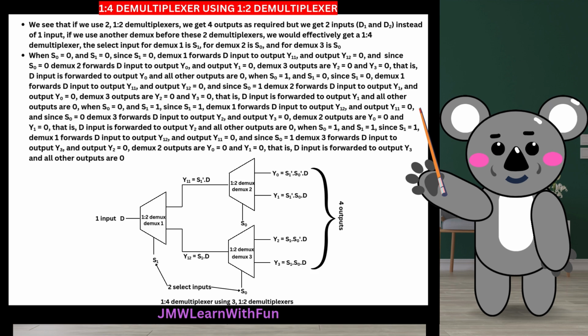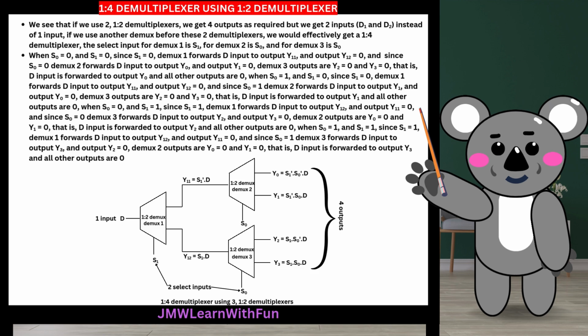When S0 equal to 1, and S1 equal to 0, since S1 equal to 0, demux 1 forwards D input to output Y11, and output Y12 equal to 0, and since S0 equal to 1, demux 2 forwards D input to output Y1, and output Y0 equal to 0. Demux 3 outputs are Y2 equal to 0, and Y3 equal to 0, that is, D input is forwarded to output Y1 and all other outputs are 0.